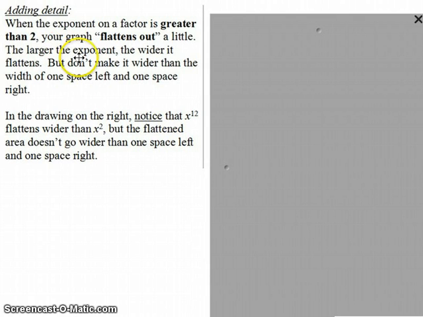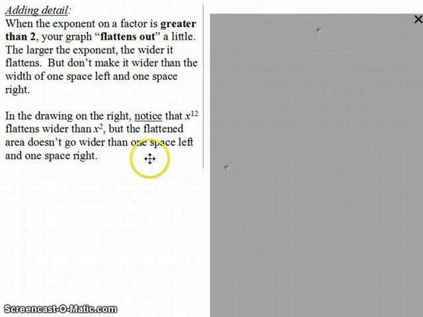Now, adding detail, how to make this a little bit more like what you would see in your graphing calculator. When the exponent on one of those factors is more than 2, 3 in other words, or 4 or 5 or so on, your graph is going to flatten out a little. And the larger the exponent, as this says, the wider that flattening will be. But even when you make that wider flattened area, don't make it any wider than the width of one space to the left and one space to the right. I'll show you what I mean in just a second.